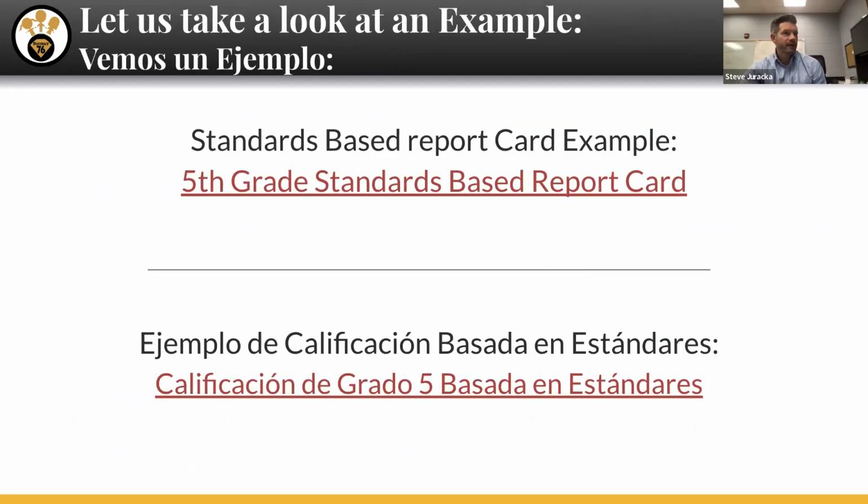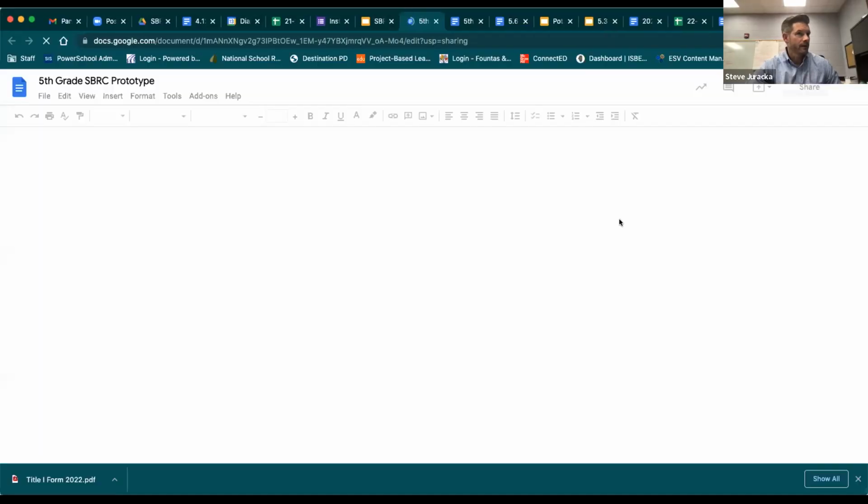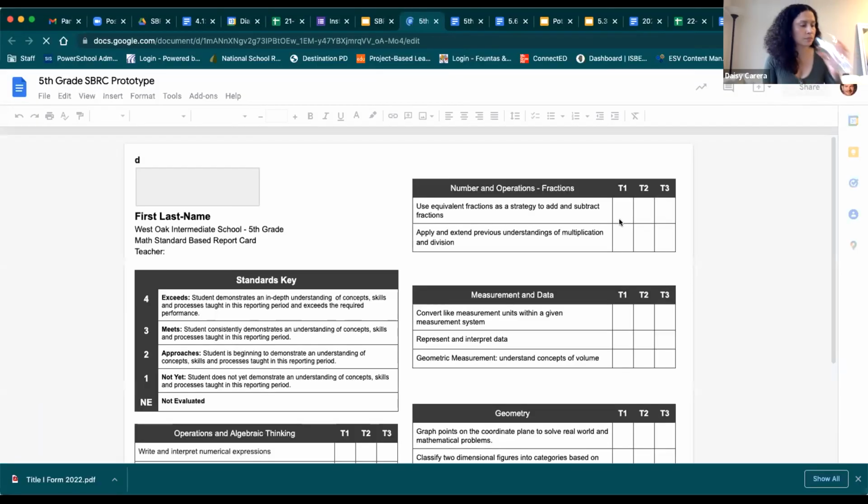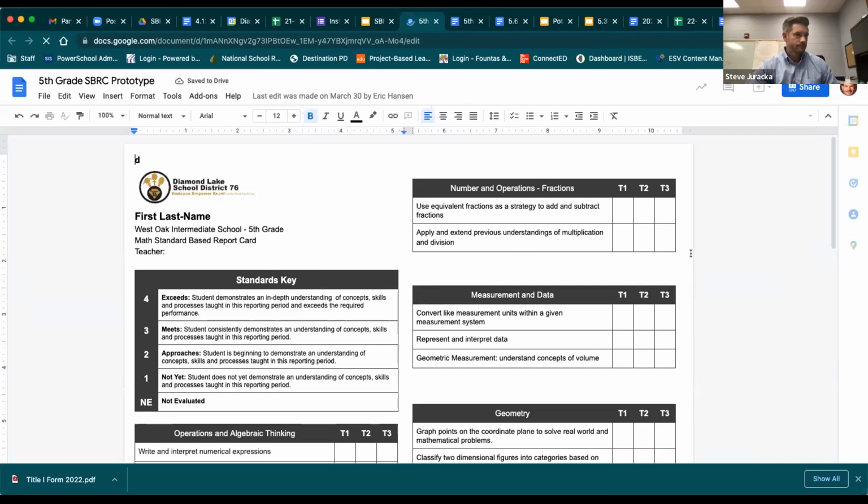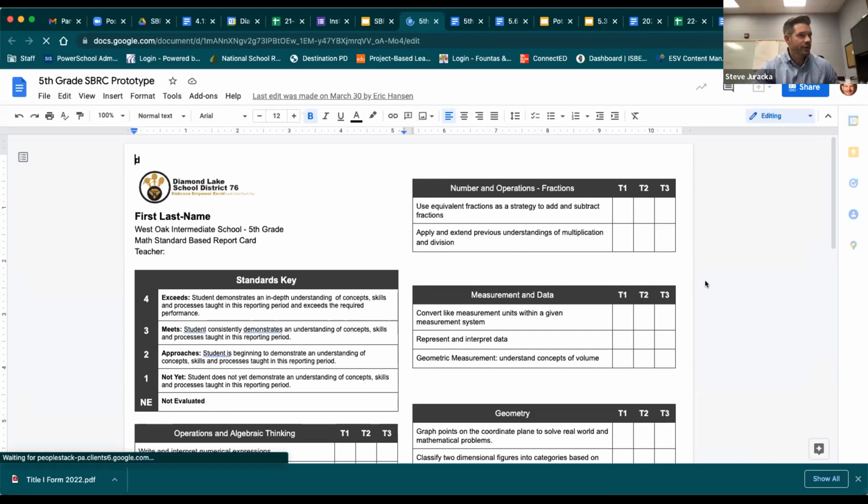Okay, and then the final slide that I have is just a quick example of a standards-based report card. So let's see if I can bring this up. And Daisy, you can see this, correct? Yes. Yeah, so next year, your standards-based report card may look something similar to this, depending on how PowerSchool prints it out.